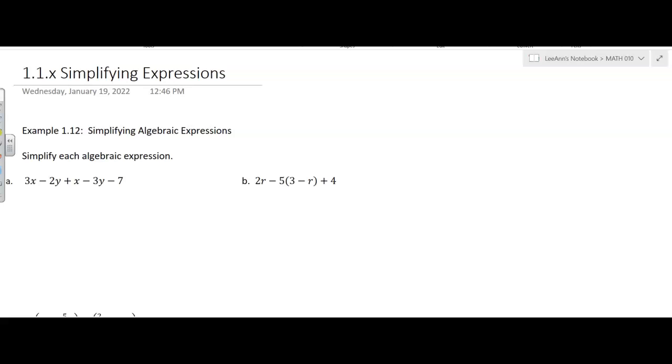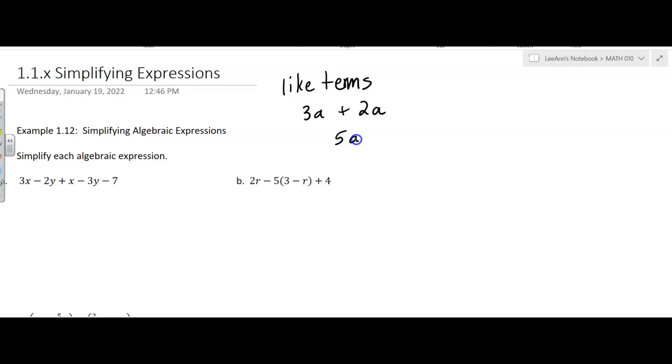So now we're going to try to simplify algebraic expressions. One of the things we do when we're simplifying them is we look for what are called like terms. So if you have 3a plus 2a, it's like having 3 apples plus 2 apples, you can combine them and get 5 apples.